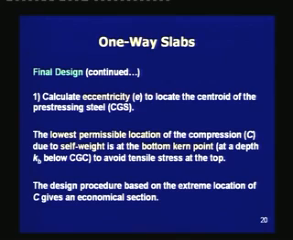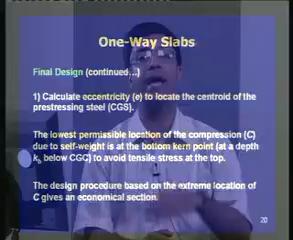First, calculate eccentricity e to locate the centroid of the prestressing steel. Here we are doing an accurate calculation, and what we are first doing is we are trying to locate the centroid of the prestressing steel with respect to the centroid of the concrete, the CGC, and this distance between the CGS and the CGC is denoted as the eccentricity e.